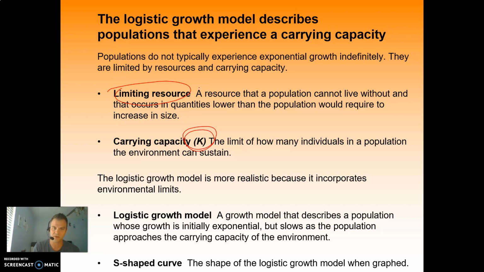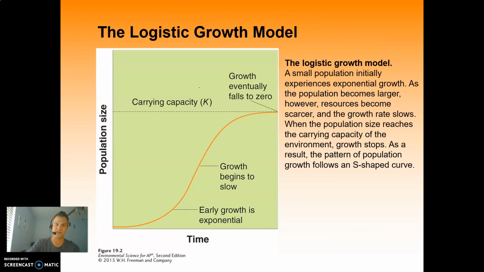So the logistic growth model is a growth model that describes a population whose growth is initially exponential but slows as the population approaches the carrying capacity of that environment. And this produces, instead of a J-shaped curve, an S-shaped curve, and this is the shape of the logistic growth model when graphed. As you can see here, it gives you that S shape. So what you've got going on here, this line is your carrying capacity, K.